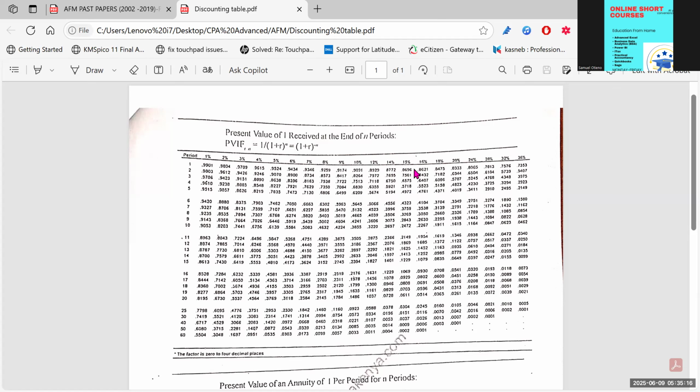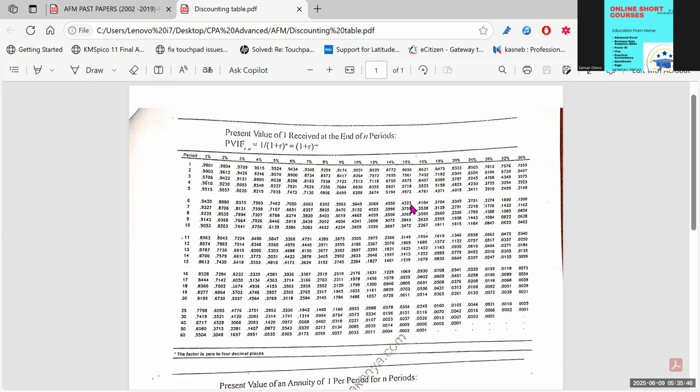You see that? Good. Then for year number 2, we pick 0.7561. Year number 3, we also pick 0.6575. Year number 4, we do the same at 15%, and you get 0.5718. For year number 5, 0.4972. For year number 6, which is the final year, it is 0.4323. So these are the discounting factors that we are looking for.